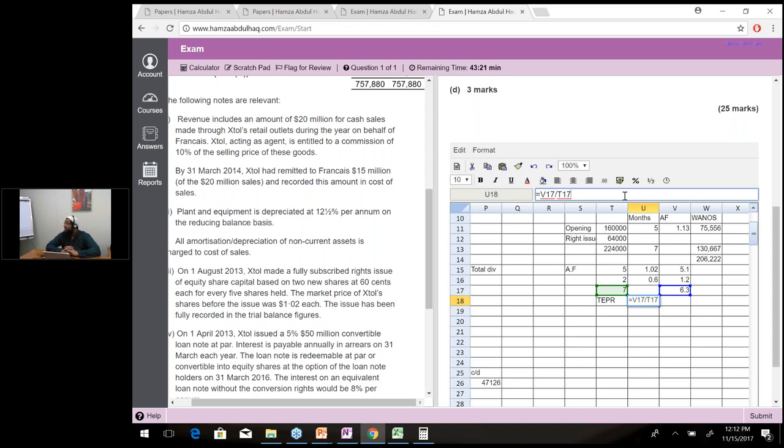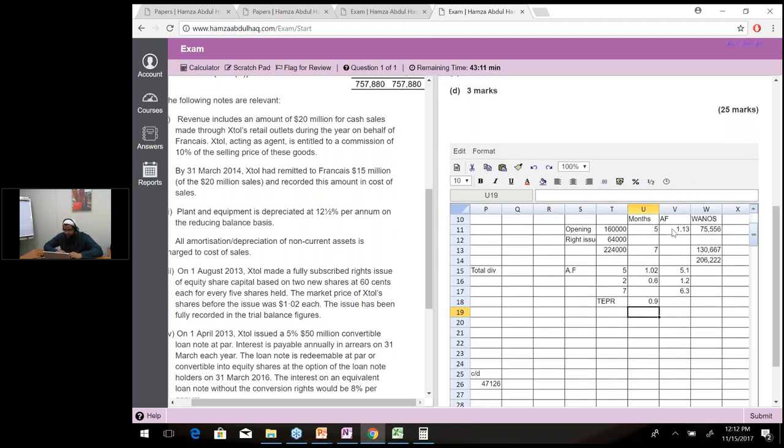Mohammed Ahab, do you find any error in the adjustment factor? You are asking me to correct the theoretical ex-rights price. Nazia, the adjustment factor is actually the market value before the rights issue and the value after the rights issue. The value before the rights issue and the value after the rights issue.